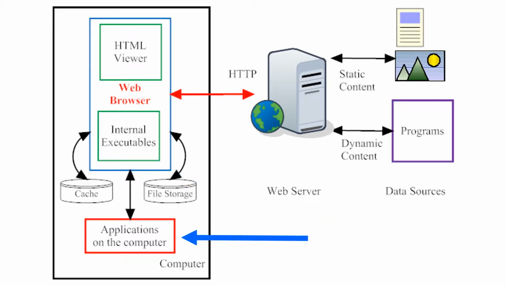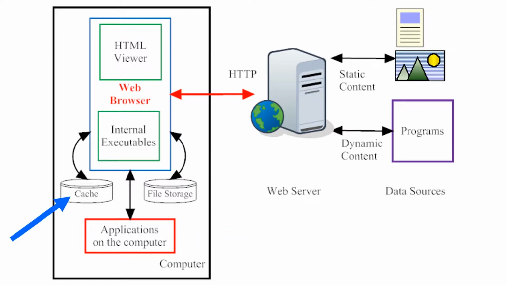Your web browser is also linked to other applications on your computer, not just internal applications on the web browser. For example, your web browser might detect a song or a video that's embedded in a web page, and so it might automatically access a media player from your computer so that it can view that media on the web.